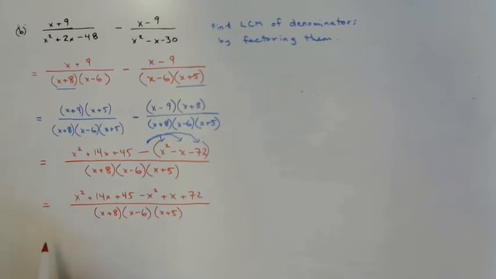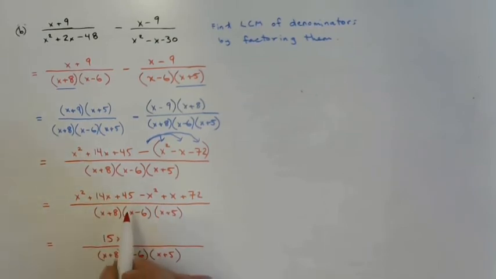And now I can group like terms. So I'm going to draw my line. I'm going to write my denominator. And looking for like terms, I have x squared minus x squared. So no x squareds. Then I have 14x plus x, that's 15 x's, and plus 45 and plus 72, that's plus 117.